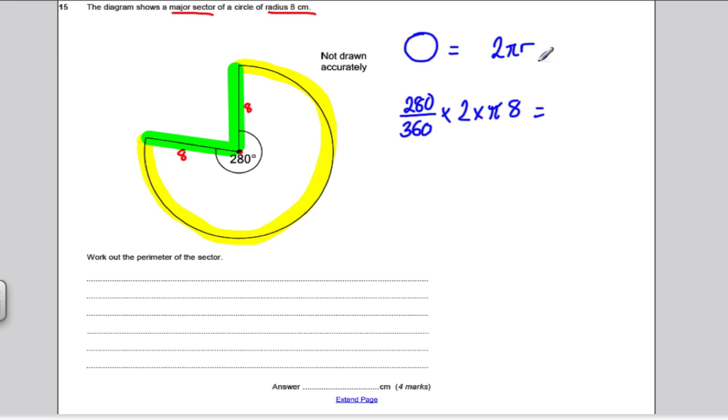And you get approximately 39.1, and then you have to add in 2 lots of the 8. So the total perimeter must be 8 plus 8 plus 39.1, and you get approximately 55 centimetres.